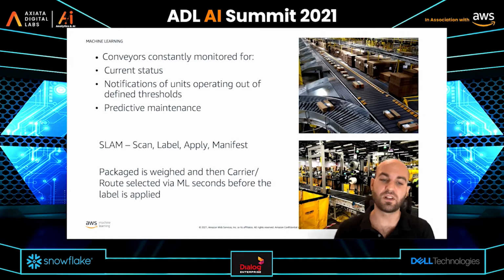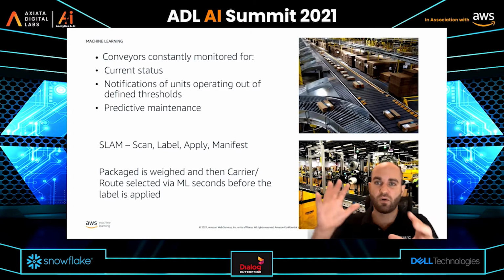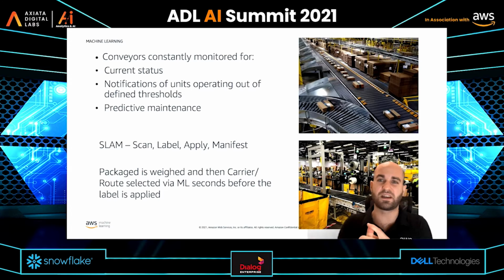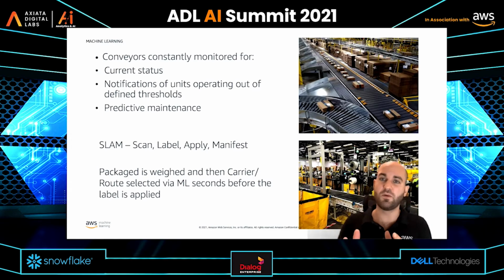We also do something we call SLAM: scan, label, apply, and manifest, which allows us to basically decide the carrier and the route on how we ship a package out at the last station right before we send it out. Really, it's just in time. So after everything has been packed, we weigh the package, and then we have a machine learning model that looks at all the current carriers and predicts the most cost effective and fastest way, because these things can change pretty much every second. And at that very moment, we decide which carrier we're taking, label and manifest the package, and off it goes. So again, a good example of using real time data together with machine learning to make better decisions.